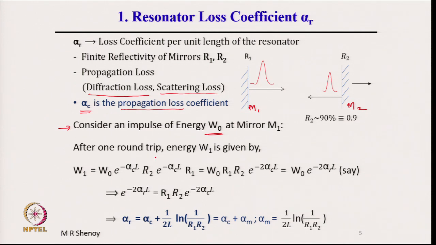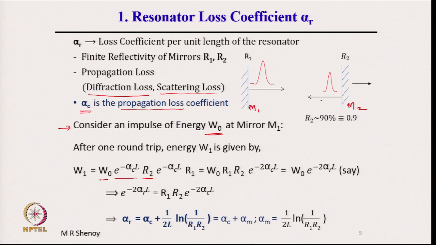After one round trip, the energy W 1 is given by the following. W 0 starts and propagates through the distance L, from one end to the other end. It is multiplied by a factor e to the power minus alpha c into L, where alpha c is the propagation loss coefficient. At the other end, it gets multiplied by the reflectivity of mirror M2. Then the impulse starts back, as shown by the arrow here.